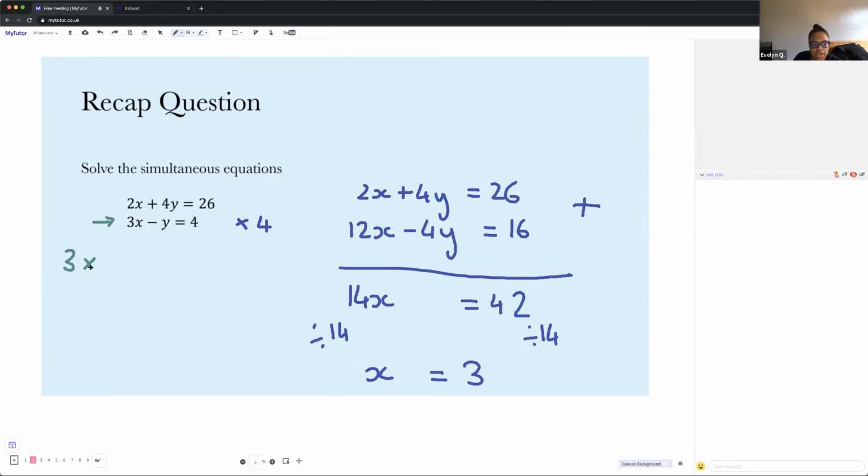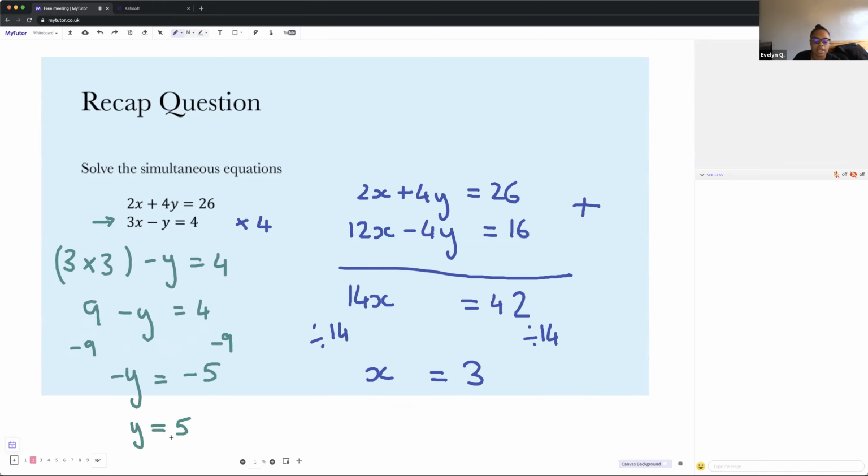So I've got 3 times 3 minus y equals 4. So I've got 3 times 3, which is 9, minus y equals 4. And then if I move that 9, so I can subtract 9 on both sides, I've got minus y equals 4 minus 9. 4 minus 9 is minus 5. And remember, I want to know what y is equal to, not what minus y is equal to. So the final thing that I need to do is y equals 5. Because if minus y equals minus 5, then y has to equal 5.